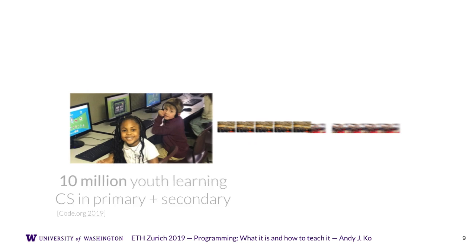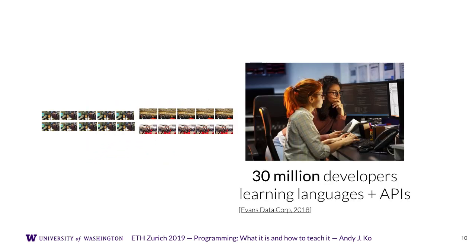Now, that's bootcamps, that's higher ed, that's school, but it's not just about school. It's also developers themselves. There are 30 million developers in the world who are learning programming languages and APIs every day. They're struggling to do that. They're learning new platforms and technologies, and sometimes their inability to learn those things is preventing them from getting their next job. And of course, it's not even just about developers at work.